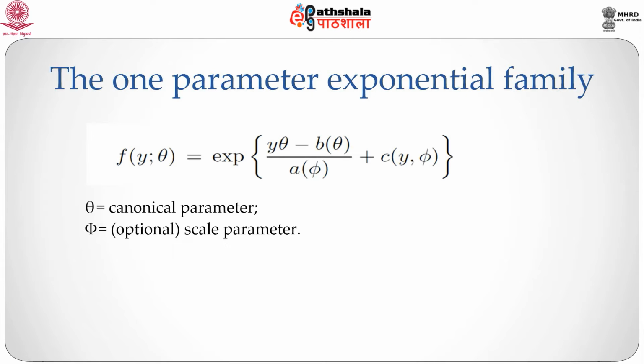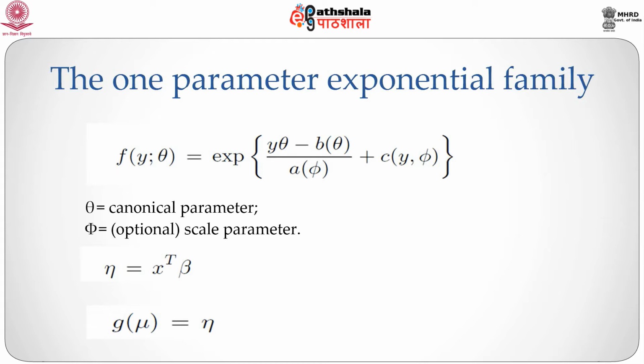Now, to quickly recap, the one-parameter exponential family in its canonical form is given by this form of the likelihood. f(y; theta) is equal to exp of (y theta minus b of theta) divided by a of phi, plus c(y, phi). Theta is not necessarily the natural parameter, but is something called a canonical parameter, which is a one-to-one transform of the parameters which we normally use to index the one-parameter exponential family. Phi is an optional scale parameter which may or may not be present.